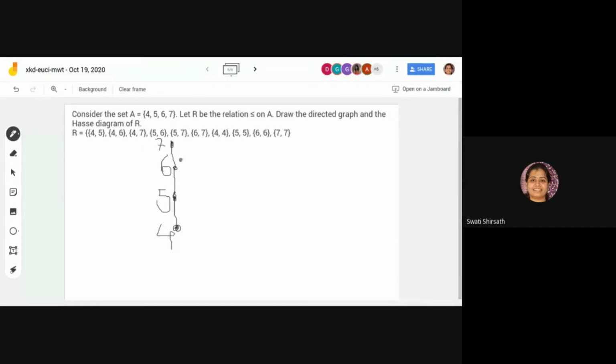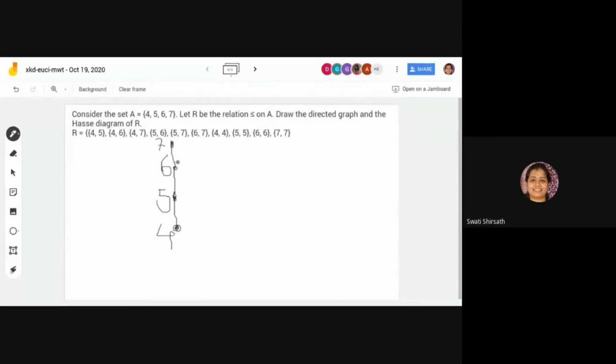Okay. Now next is, we'll check for all pairs of 5 now. 5 to 6 is there. Yes, it is there. 5 to 7. Yes, it is there through 6. See, 5 to 6 is there and 6 to 7 is there. It means 5 to 7 is there. Okay. Then that's it. 5 to 7 is done. Then 6 to 7, that is the only connection we have.